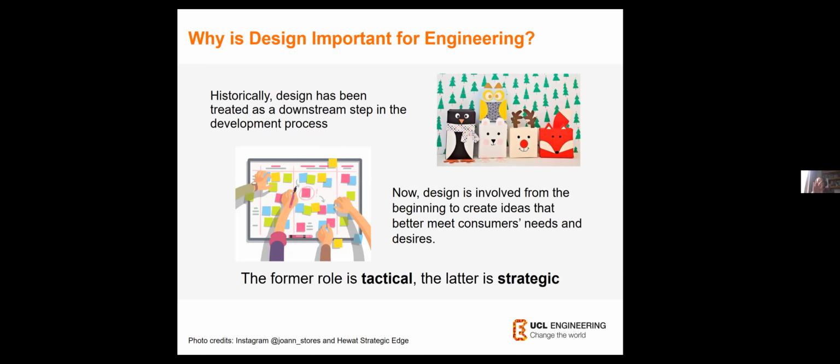This means that the former role is tactical. It's very much, how do I get someone to buy this? How do I make it look pretty? And the latter is strategic. It's about creating something that people really want to use and want to keep using again and again and again.